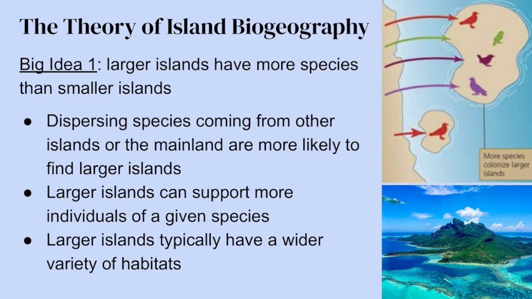And then finally, large islands typically have a wider variety of habitats. What that means is there's a variety of living and non-living, so biotic and abiotic, conditions that can support a larger number of species. In addition to just supporting the species that get there, when you have a wider variety of habitats, that also provides more opportunities for the evolution of new species on that island over long periods of time.